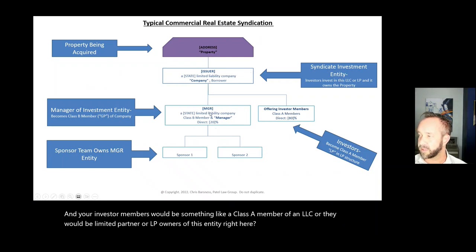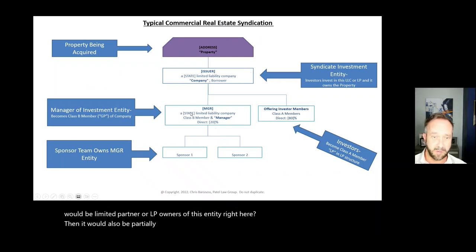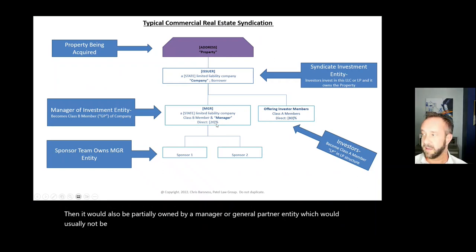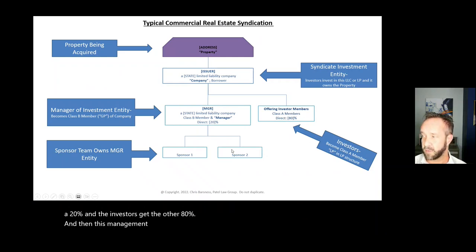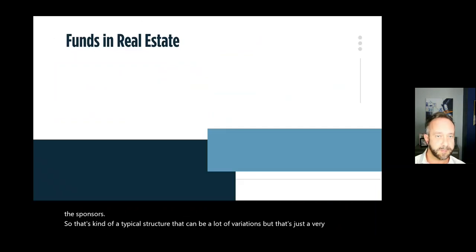Then it would also be partially owned by a manager or general partner entity, which would usually be another LLC. They might own a certain percentage and get a return. Maybe it's a 20%, and the investors get the other 80%. And then this management entity is usually owned by the people who put the deal together, the sponsors. That's kind of a typical structure. There can be a lot of variations, but that's just a very easy breakdown.